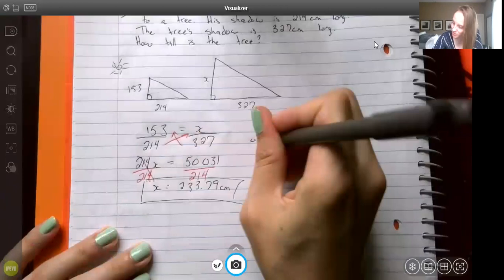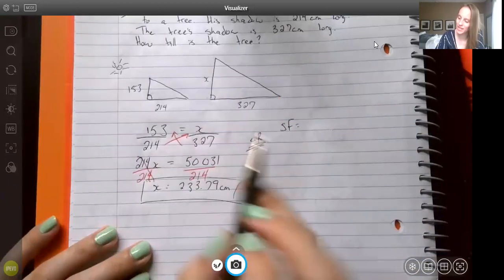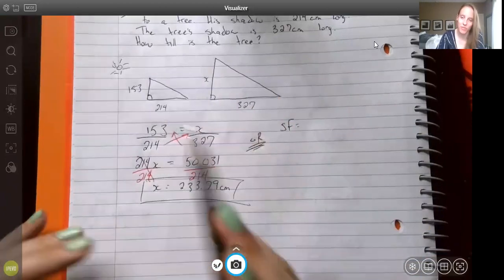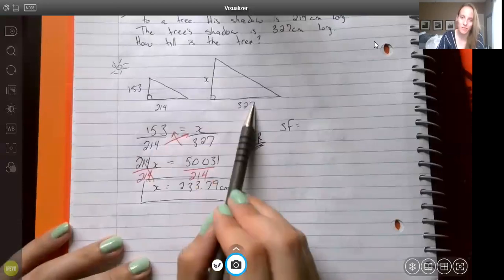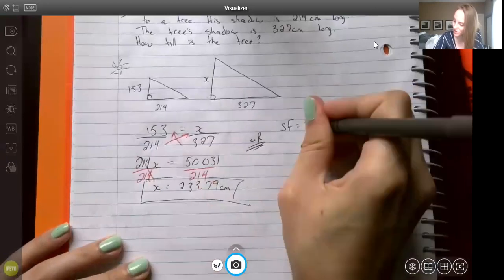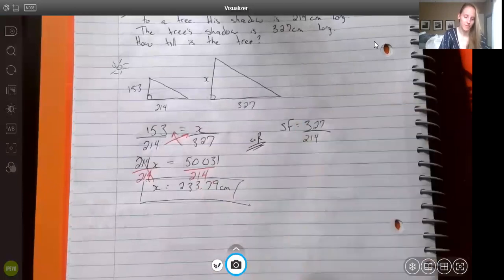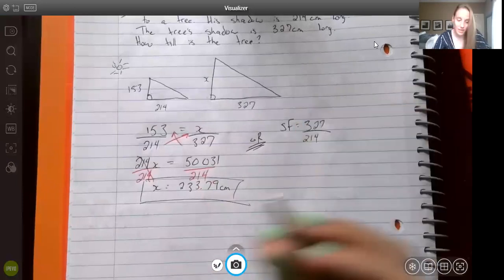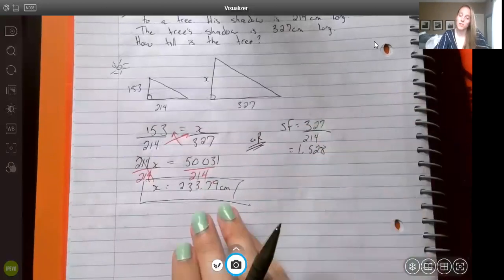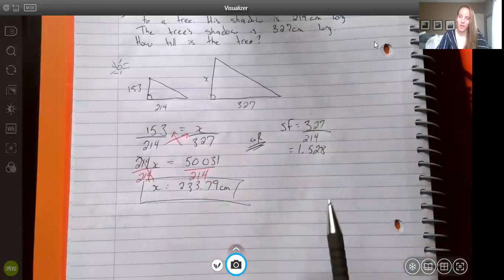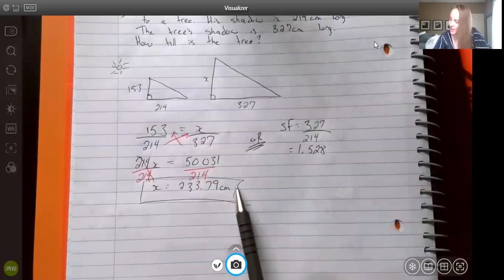Alternatively, the other option is to start by figuring out what our scale factor is. And we do that by taking corresponding sides where we know both the values, dividing the new shape's length by the original. So 327 divided by 214, which gives us 1.528 as our scale factor. If you are doing this method, make sure you keep lots of decimal places, or else you're going to be inaccurate when you get to your final answer.